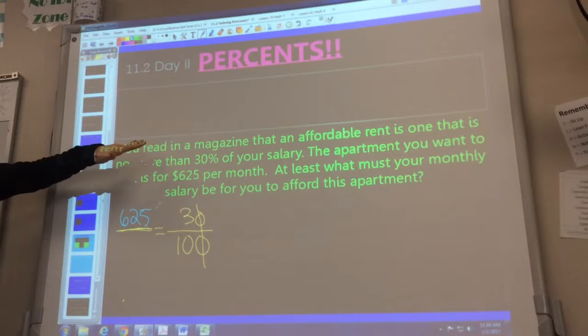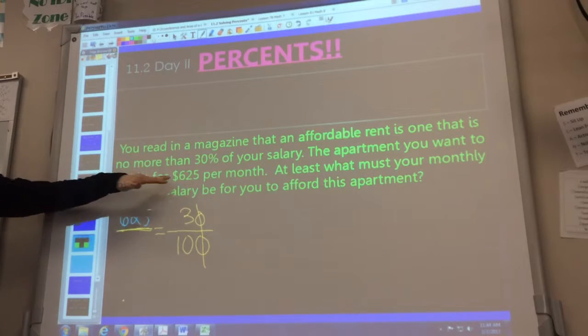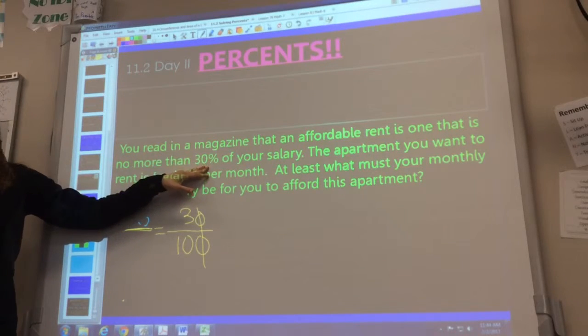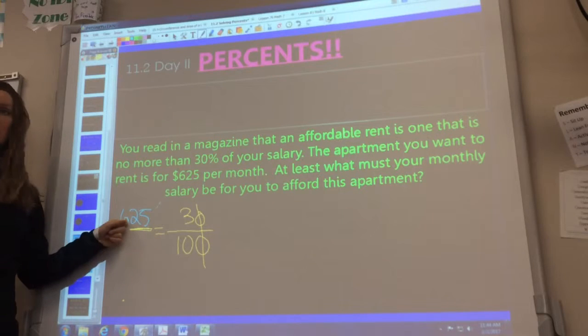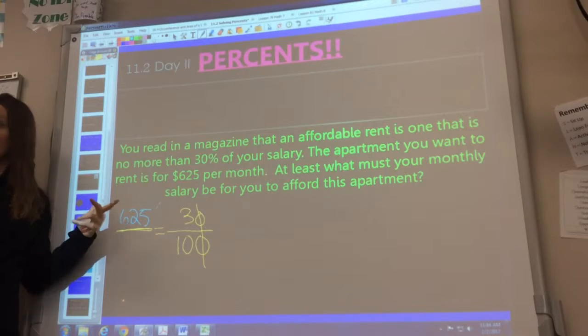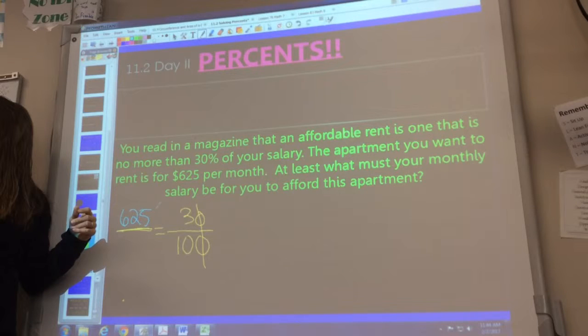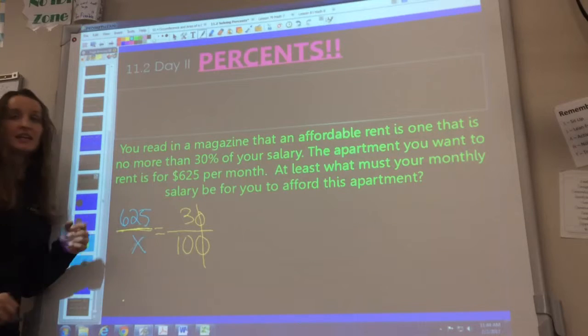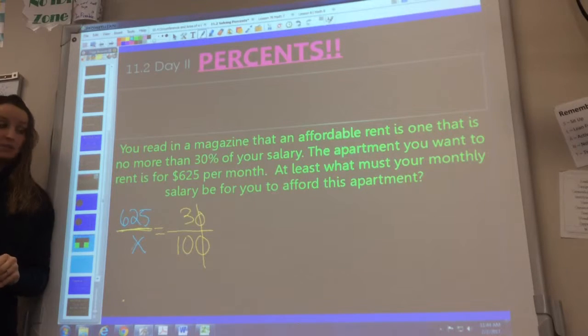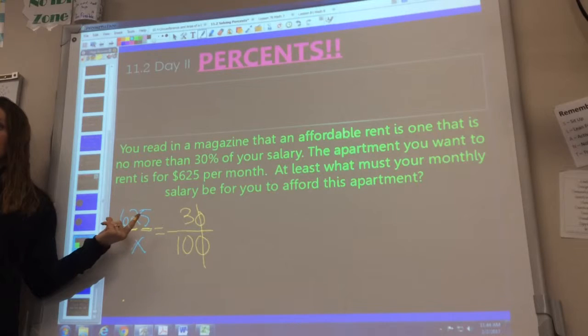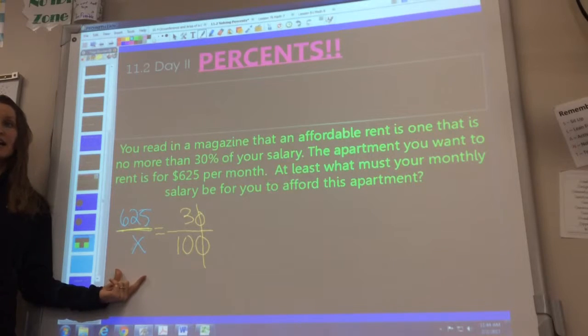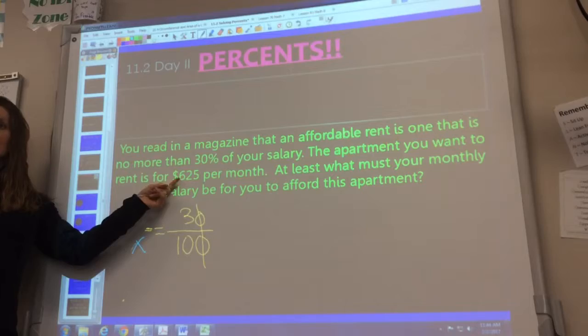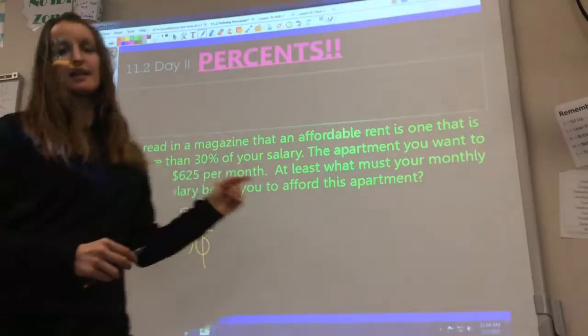Because it says this, affordable rent is one that you do not spend over 30% of your salary. So this is saying part of your what? Salary. This better not be over 30% of your salary. Do you know what your salary is? Do you know how much it is in this problem? No, so therefore we put the x down here, because your salary had better be way bigger than this, right? If you put the number down here, you're saying this is your salary, and this isn't your salary, okay?